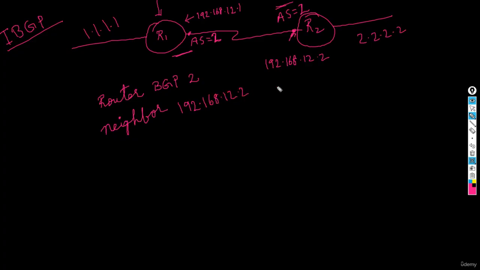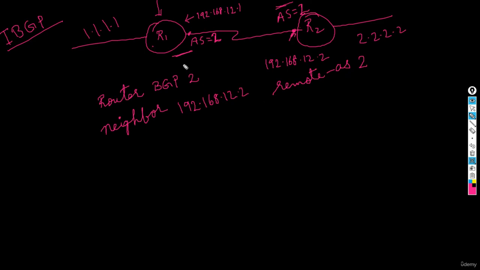So I will write 192.168.12.2. After that I need to write remote AS. What is the remote? Remote means this one. I am here, and remote is nothing but the neighbor only. So what is the neighbor AS? 2. So we will write 2 here. So this is the configuration.